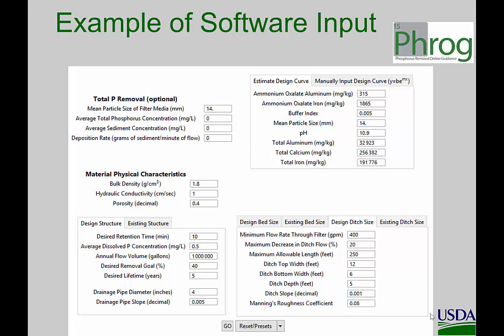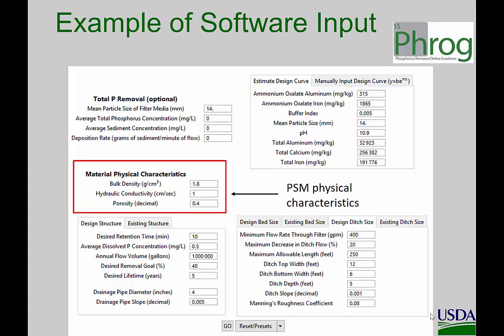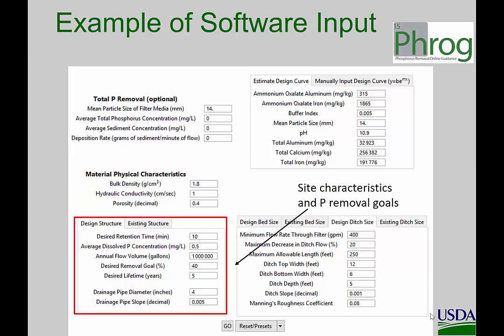So we'll do an example right here. Input: we put in the characteristics of our phosphorus sorption material, chemical characteristics, or we can put in a phosphorus removal curve. Details I'm not going to go into. We can directly measure that. Physical characteristics: bulk density, porosity, hydraulic conductivity, site characteristics and goals. For this particular example, we're using a kind of medium to low quality steel slag.